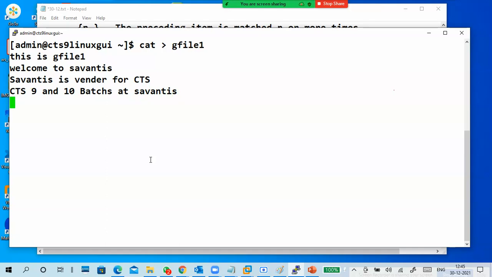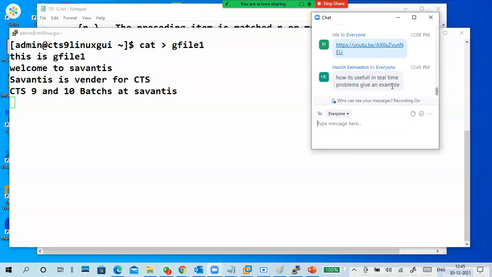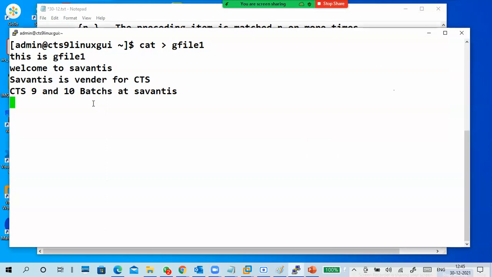One, two, three. I need 4, 5 lines. One more line. I want 70s in the middle. Real time, grep is very useful in real time.